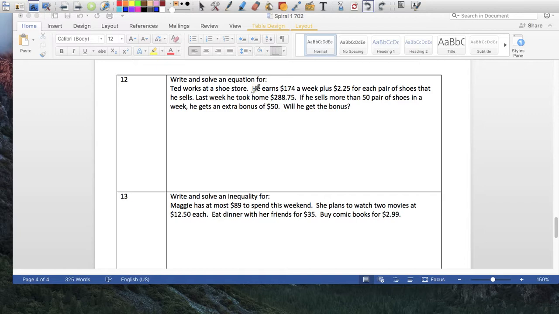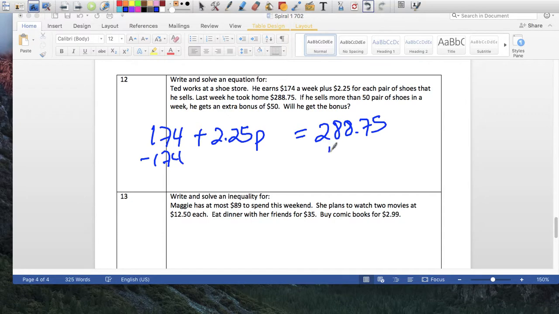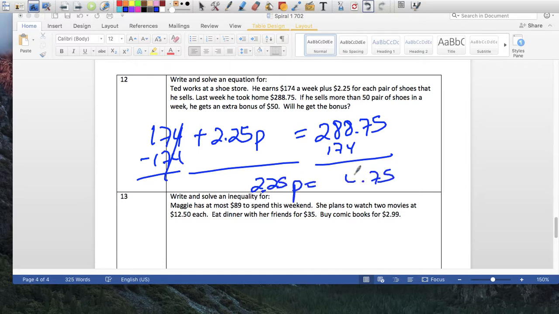So let's see what he did last week. Last week he made $288.75. How did he earn that? He earned that by getting his 174 guaranteed plus 2.25 for every pair of shoes that he sells. Let's see how many pairs of shoes he sold last week. So it's minus 174, minus 174. Cancels out. I bring 2.25p down equals 114.75. So out of the 288.75, 174 was his guaranteed money, and the leftover, which is 114.75, he made by selling, making extra money by selling shoes.